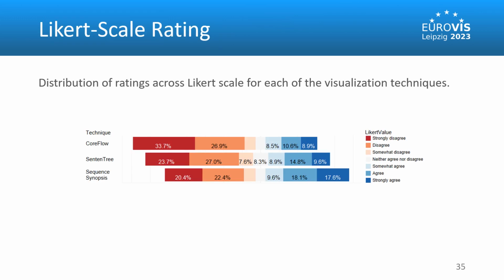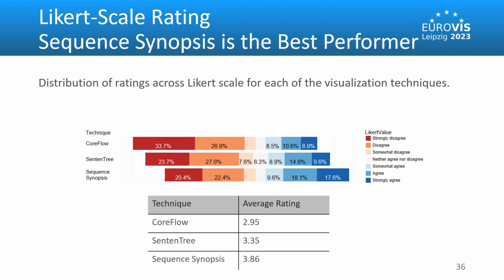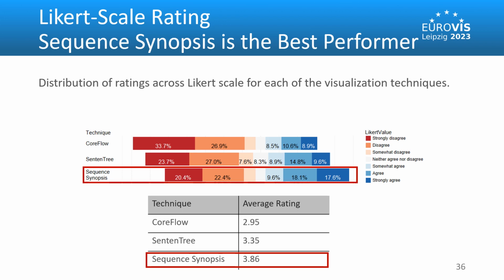Let's take a look at our results. In this chart, we can see the distribution of ratings for each of the visualization techniques. For instance, 33.7% of participants strongly disagreed that the CoreFlow summary structure effectively displayed the presented text insight. The table below shows the average Likert scale rating for the techniques. Sequence Synopsis is the best among the 3, with a rating of 3.86.